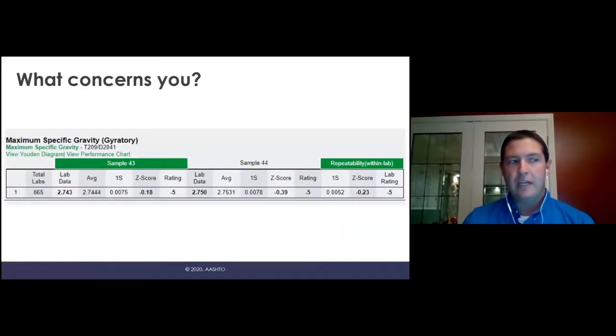And you can see we have the sample rounds. In this specific example, it's sample 43 and 44 from a gyratory sample. The test was for the rice sample. So we're looking at things like the lab data, the z-scores, the grand averages, and obviously what you really want to focus on are the ratings. That's the big thing that everybody wants to look at.